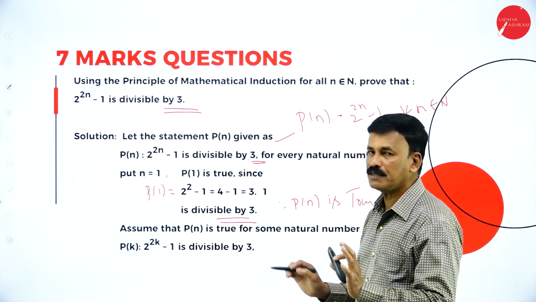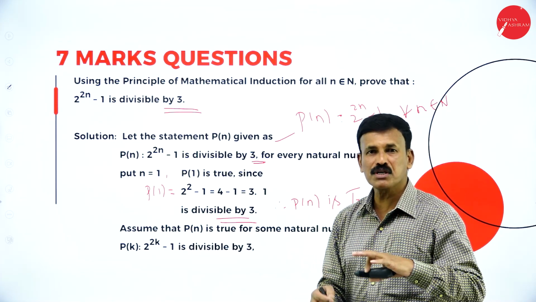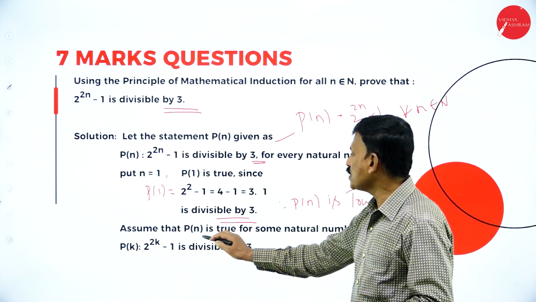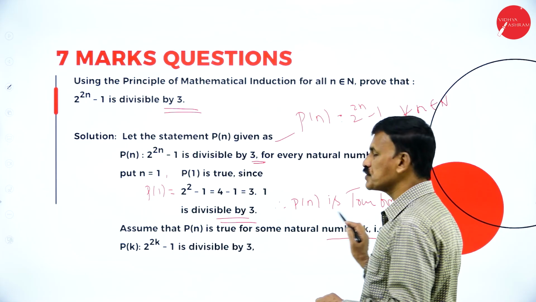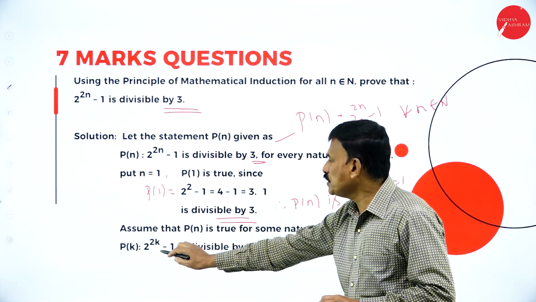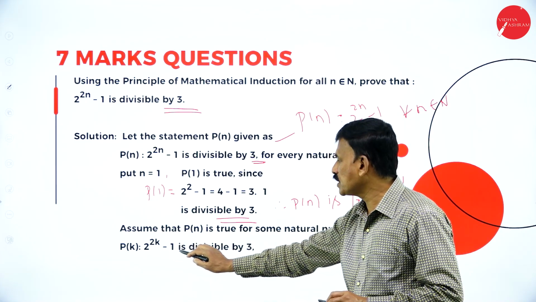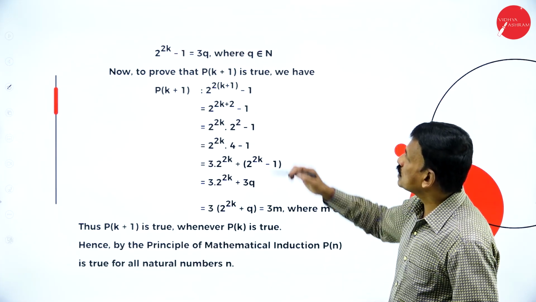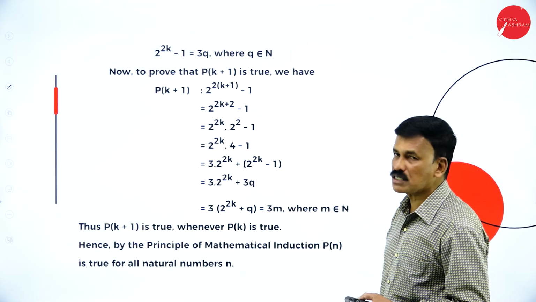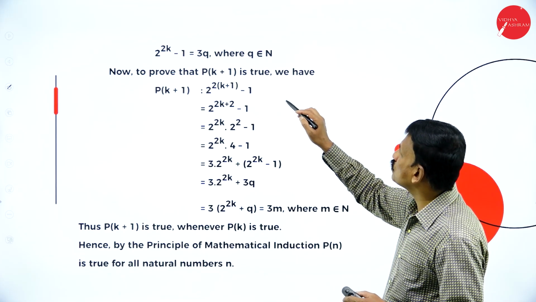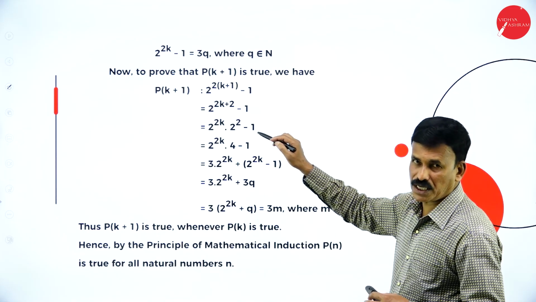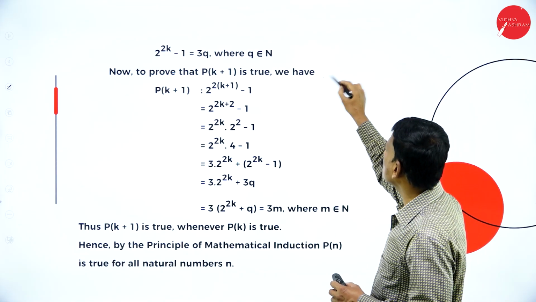That is the first part. Second part: to prove that the statement is true for some positive integer k, put n is equal to k. Assume that p of n is true for some positive integer k. That is, p of k: 2 to the power of 2k minus 1 is divisible by 3. Now that is, 2 to the power of 2k minus 1 is equal to 3 times q, where q belongs to the natural numbers. Now we have to prove that p of k plus 1 is also true.